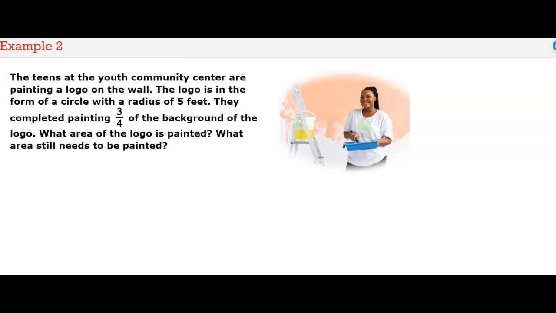The teens at the Youth Community Center are painting a logo on the wall. The logo is in the form of a circle with a radius of 5 feet. They completed painting 3/4 of the background of the logo. What area of the logo is painted? What area still needs to be painted?